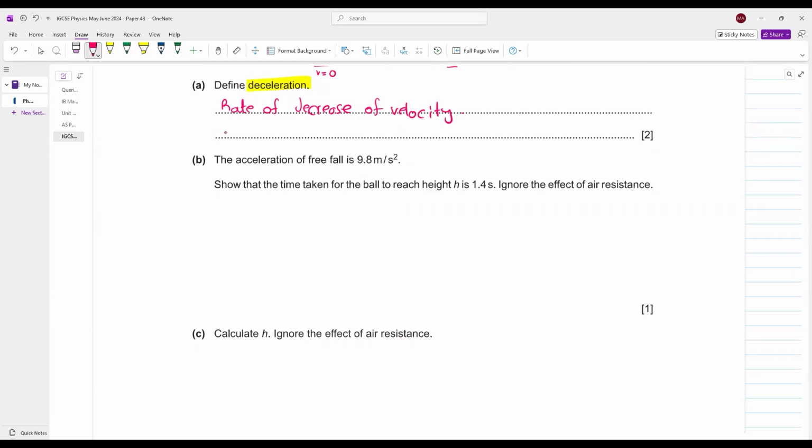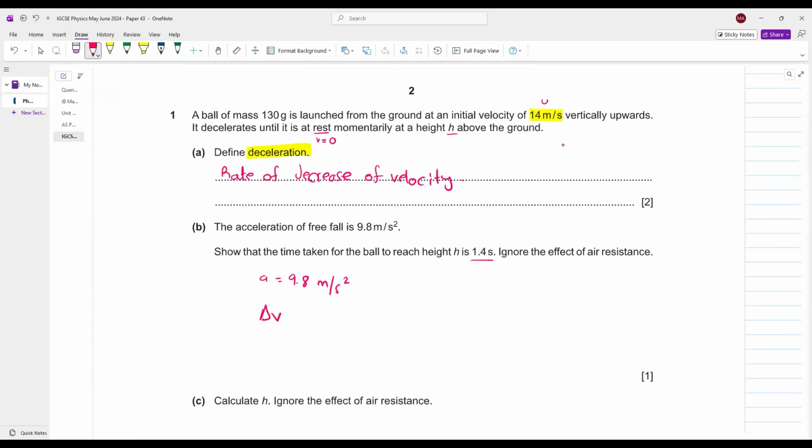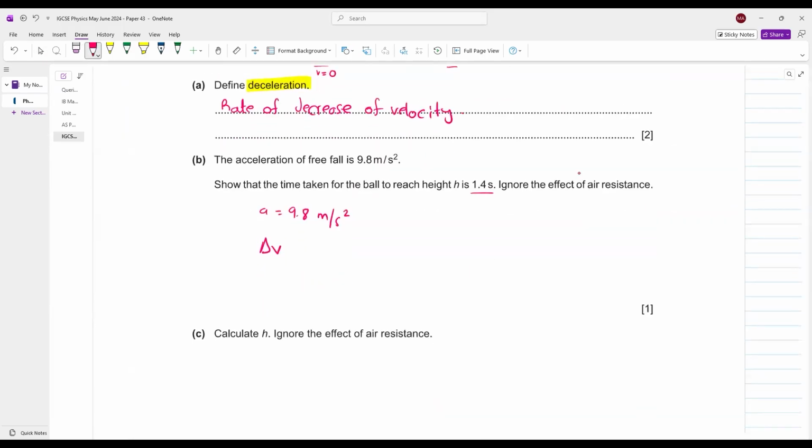Show that the time taken for the ball to reach a height of h is 1.4 seconds. How will we do that? Acceleration is 9.8 meters per second square. What is your change in velocity? You are going from a velocity of 14 to a velocity of 0. आपकी change in velocity क्या होगी बेटा? 14. Can you calculate the time?